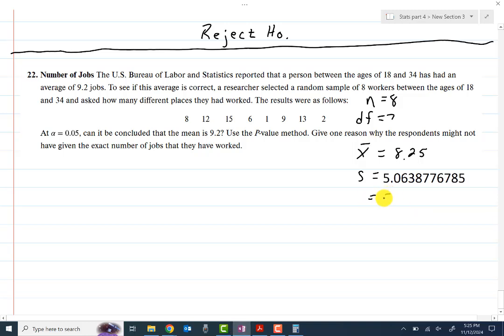So I'm going to use 5.0639. That'll be the standard deviation that I use while I'm here. s sub x bar will be 5.0639 divided by the square root of n. And, well, we have 8 people, so that'd be 8. I get 1.7904. Let's get a picture.